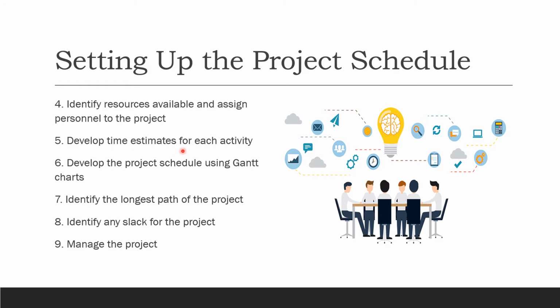And you have to develop the estimates. Estimates or predictions, again, for each activity. Then you're going to develop the project schedule and use your Gantt chart. That's all about scheduling. Then identify the longest path of the project. Why is it the longest path?